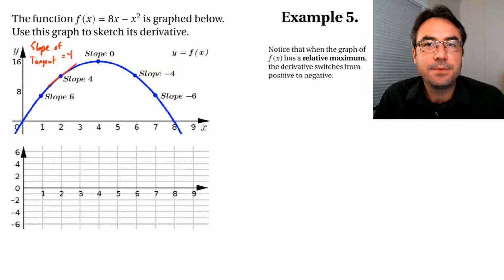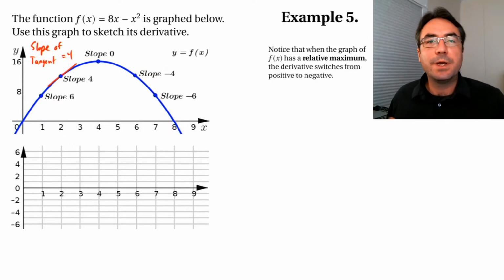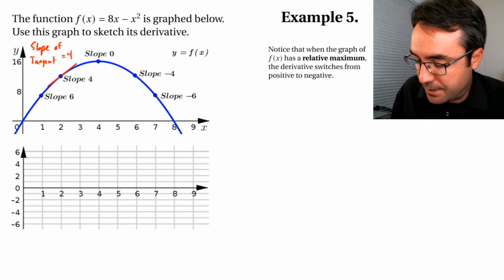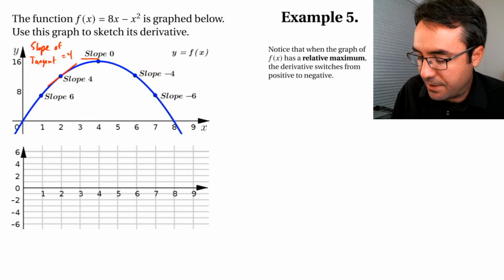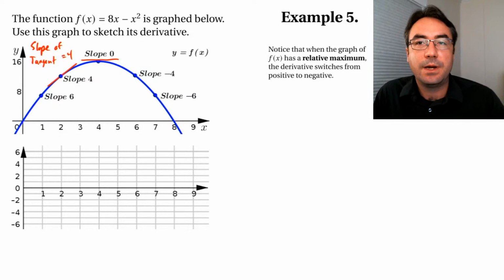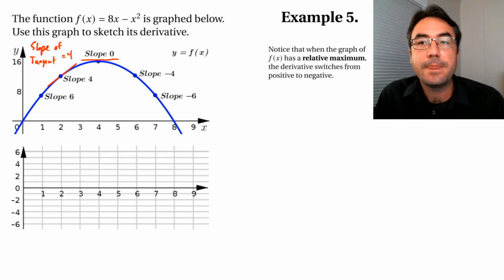So at x equals 1, we drew in our tangent line, estimated what the slope of that line was, and found it was 6. Same thing at x equals 4. We drew in our tangent line, and this one's not too bad. It looks like our graph flattens out there at the top. So whenever we have a flat tangent line, that's where our slope is 0. And then same thing at x equals 6. We drew in a tangent line, estimated the slope of that line, saw it was -4.